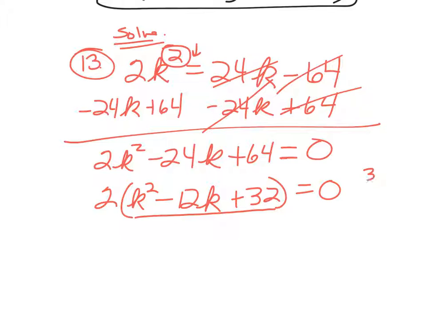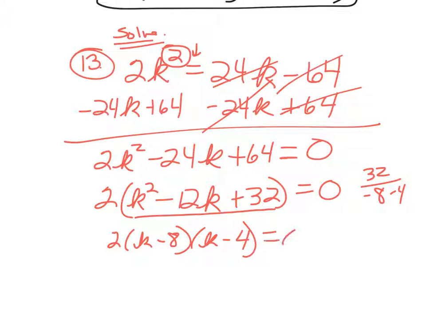1 times 32 is 32. 2 factors of 32 that add up to negative 12 are negative 8 and negative 4. If you go through your list, that's what you end up with. So I have 2 times k minus 8 times k minus 4 equal to 0.